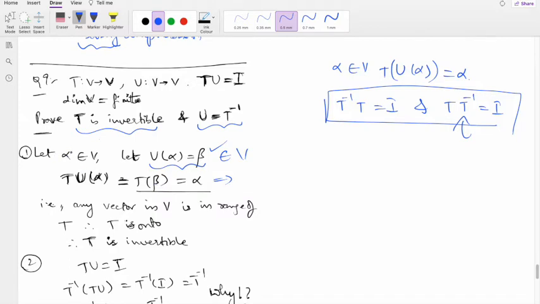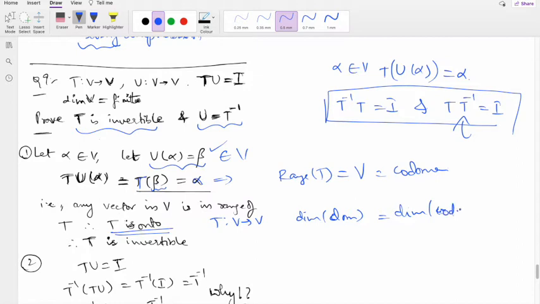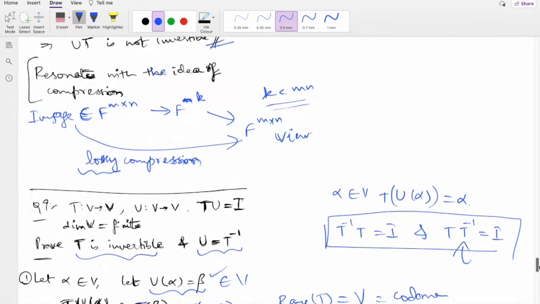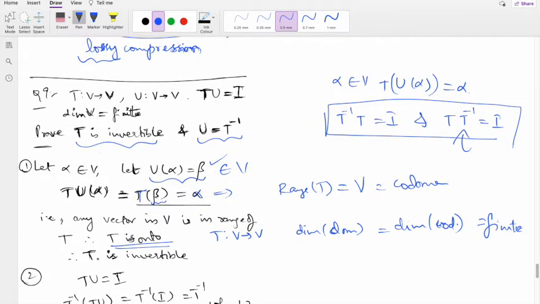So any arbitrary vector alpha in V is in the range of T, because I can reach alpha by applying T on some vector beta in V. That means the range of T is basically V, which is also the codomain. So we can say that T is onto. And since T goes from V to V, where the dimension of the domain is the dimension of the codomain, and which is finite, we can apply the theorem that we saw before to say that T is invertible.